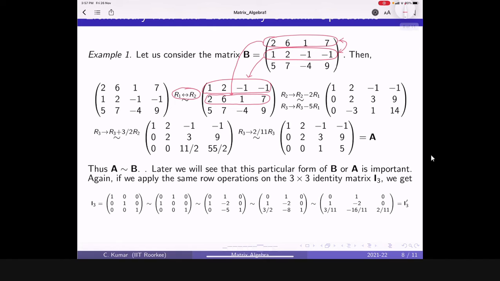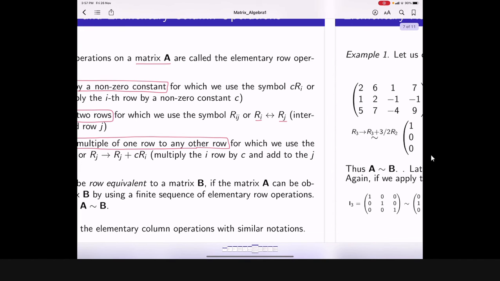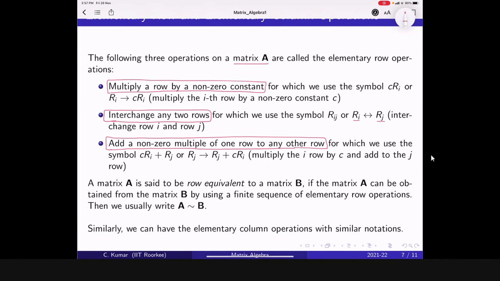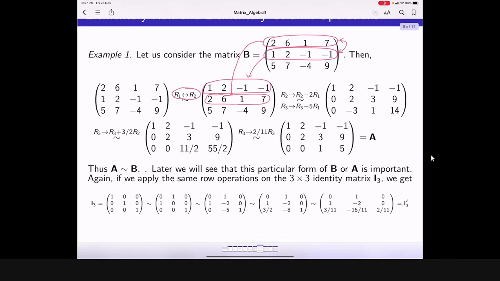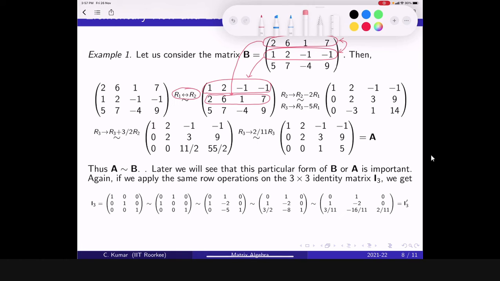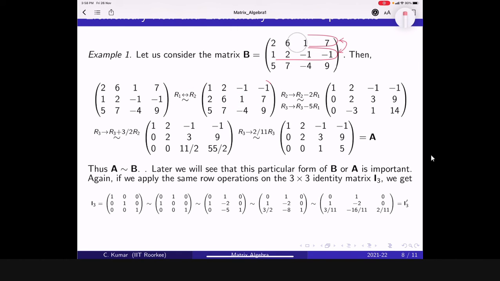Okay, and the third operation is add a non-zero multiple of one row to any other row. So if I go to this one, after obtaining this matrix by interchanging row 1 and row 2, we get this matrix. And then we multiply row 1 with a constant -2 and add this to row 2.